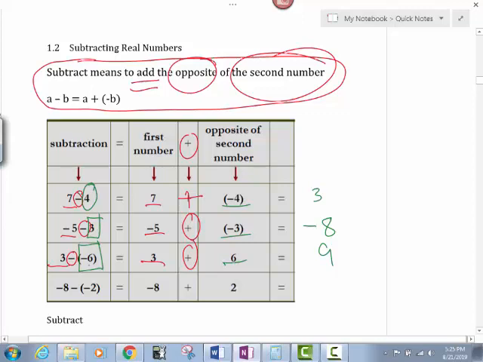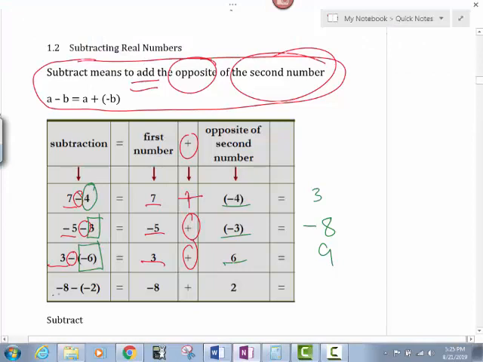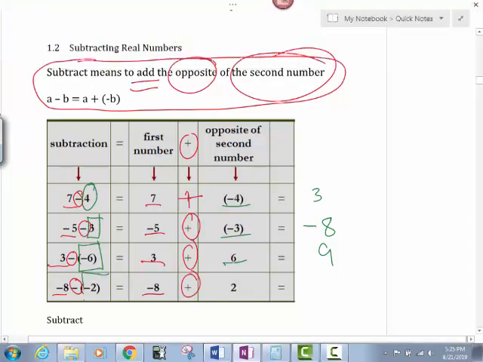All right, let's try the next one here. Again, I'm trying to do the same process every time. My first number, negative 8, doesn't change. The subtraction becomes an addition. We're going to take the opposite of the second number. Well, the opposite of a negative 2 is a positive 2. If I owe you $8 and I have 2 and I pay you what I have, I still owe you 6.